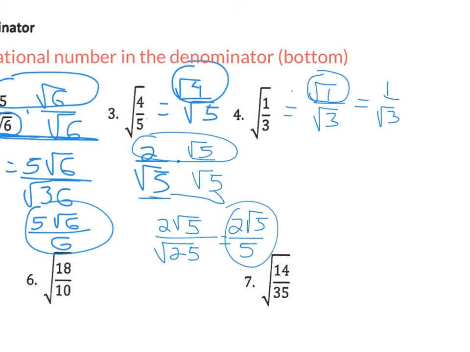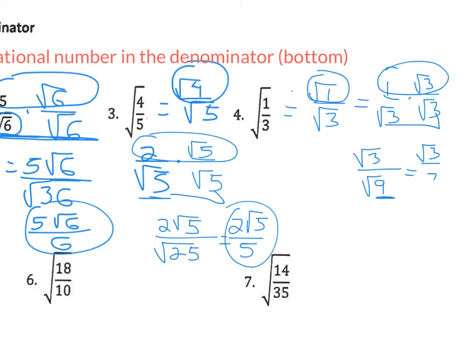All right, and then that square root of 3 is in the bottom. That's irrational. So to get rid of it, I'm going to multiply top and bottom by root 3 over root 3. So 1 times root 3 is square root of 3. And then square root of 3 times square root of 3 is the square root of 9. That's a perfect square. Square root of 9 is just 3. So my answer is root 3 over 3.